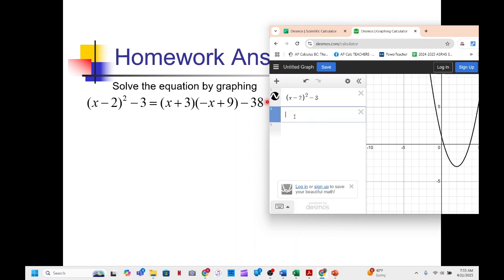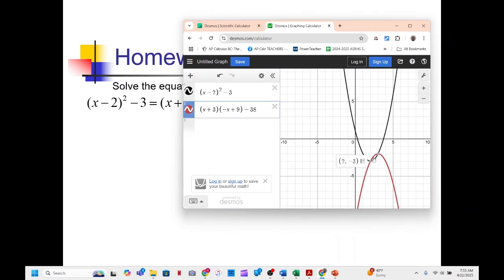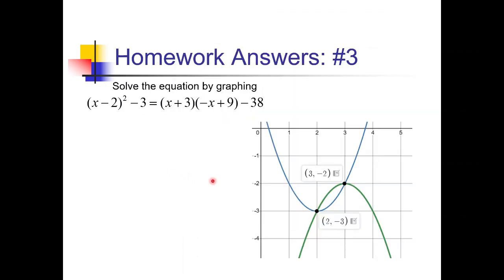Let me make a new entry now and do the right side here. So we have x plus 3 and negative x plus 9 minus 38. And then we've got these two little spots down here where we're intersecting. So 2 comma negative 3, 3 comma negative 2. Because our graphs cross at those two spots, that means the solutions to this equation are going to be the x values 2 and 3. So x equals 2, 3, both x values.